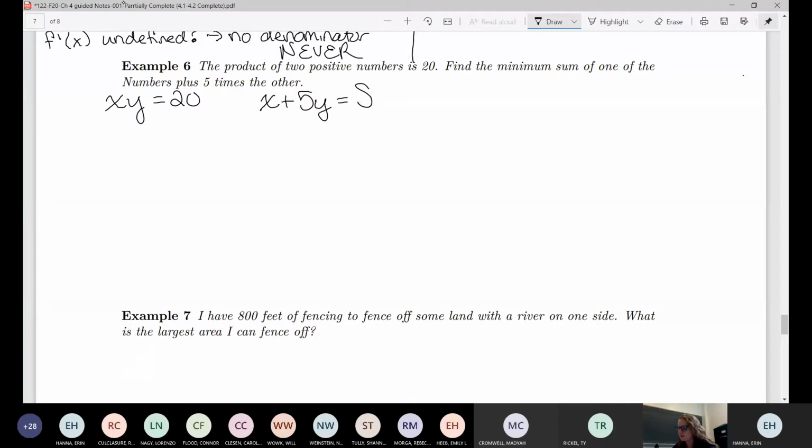It doesn't matter if you had written 5x plus y. Your answers would just switch: my x value would be your y value. But it doesn't really matter because it's just the name of the variable. You could technically have written 5x plus y.